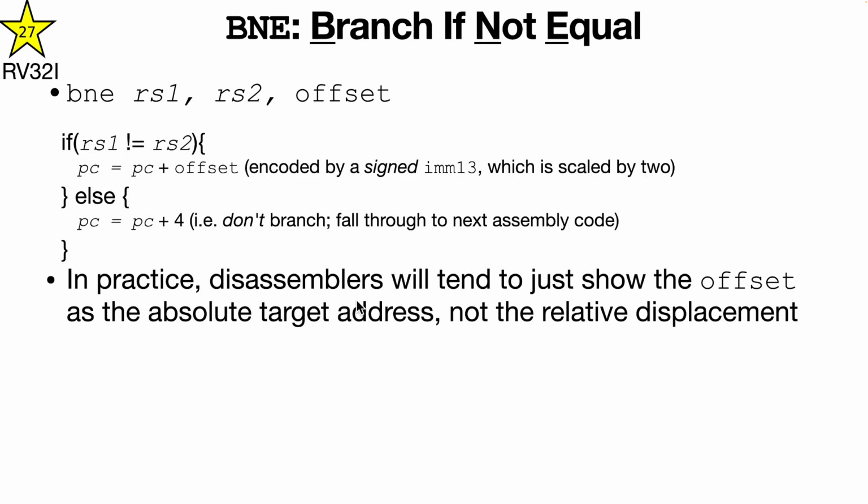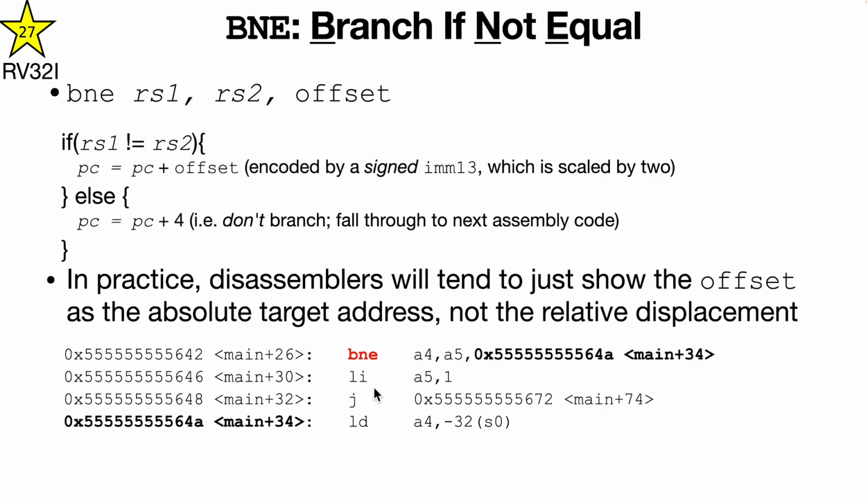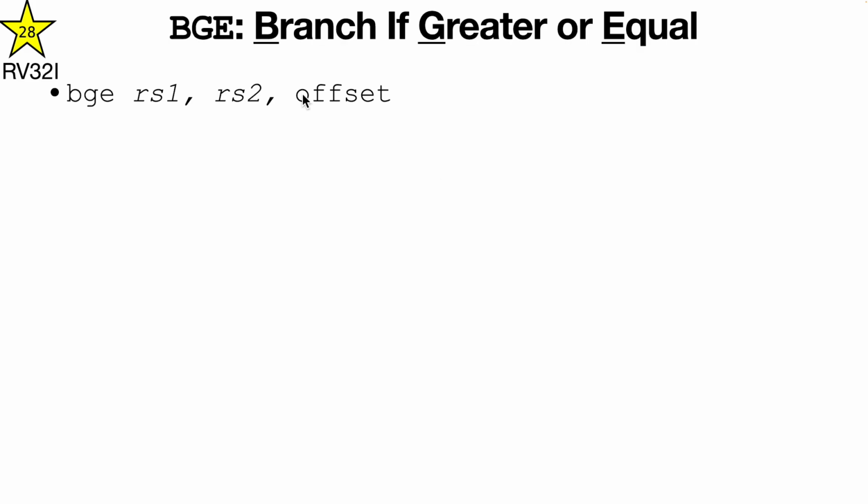So just in practice, you should know that disassemblers will tend to show what I'm specifying here as offset. They will show you just the absolute target address, not the relative displacement. So for instance, here in this code, we have BNE, it says A4, A5, so branch if A4 not equal to A5, and where's it going to branch to? It'll give you the absolute address of main plus 34 or all 5s 64A, which we can see is lower down in the assembly. But behind the scenes, this is not like an absolute address encoding, it is a relative immediate 13.